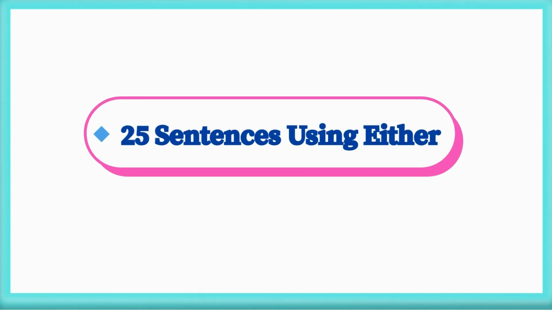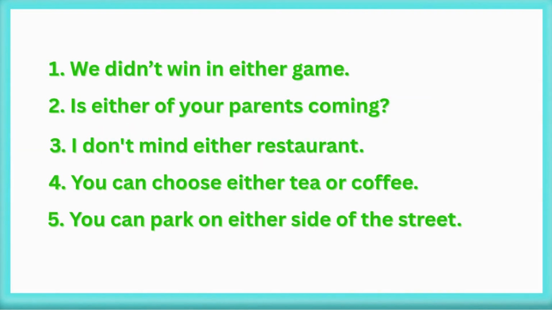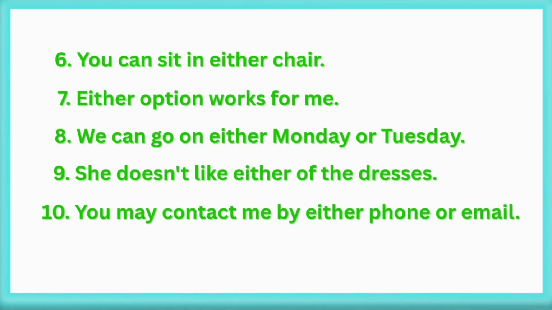25 sentences using either. We didn't win in either game. Is either of your parents coming? I don't mind either restaurant. You can choose either tea or coffee. You can park on either side of the street. You can sit in either chair. Either option works for me. We can go on either Monday or Tuesday. She doesn't like either of the dresses. You may contact me by either phone or email.